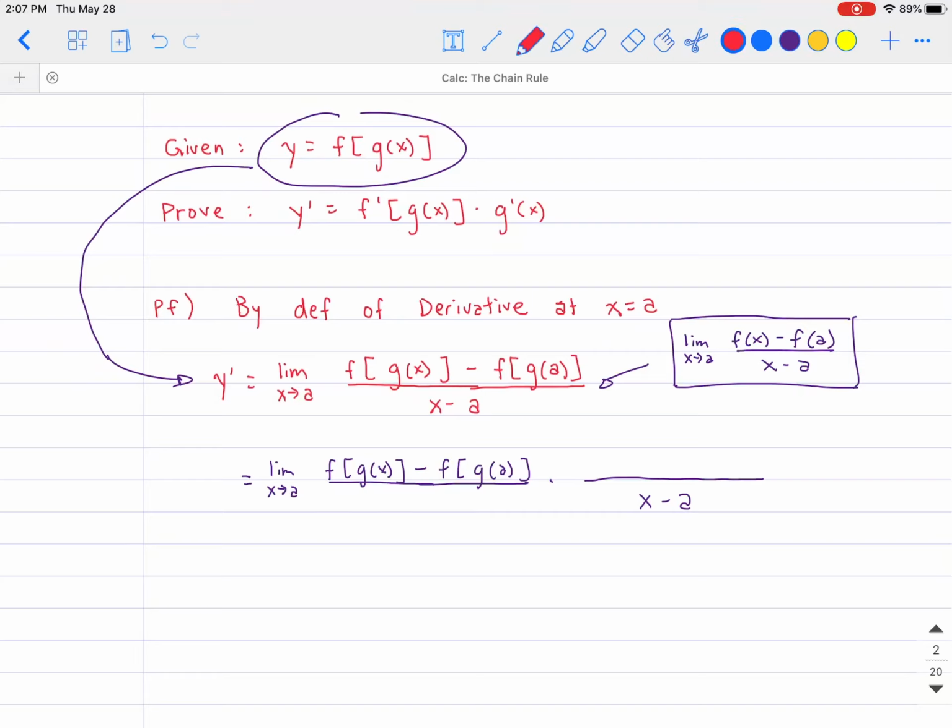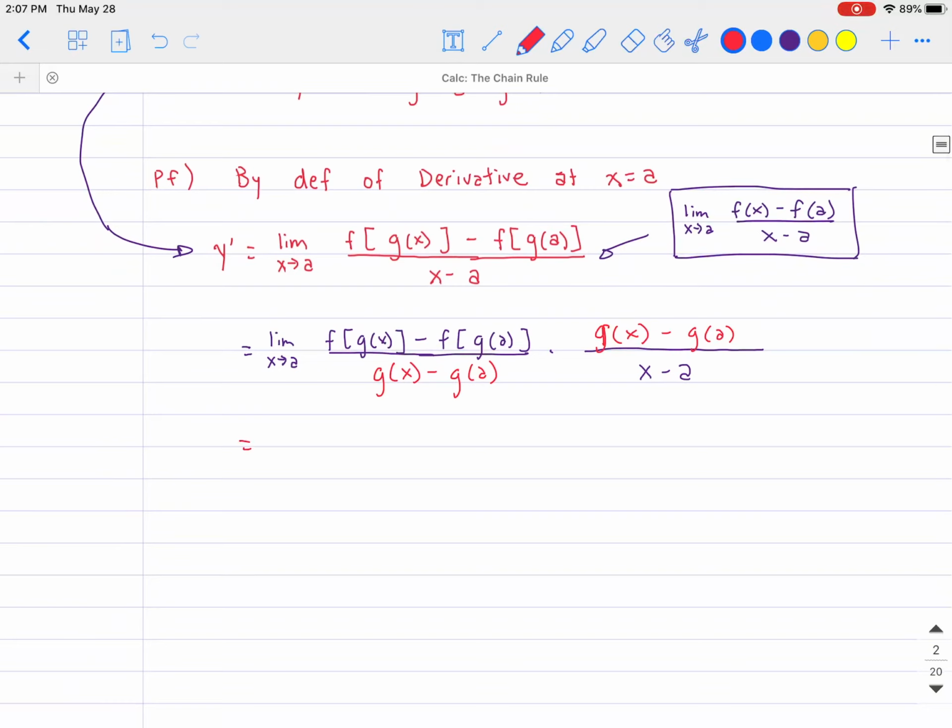And I'm going to introduce a part that is going to allow us to see where it goes. That part is going to say g of x minus g of a, multiply that to both top and bottom. Okay, so this now is going to be our kind of leap of faith. If we have the limit for both of these guys, we can hopefully see that we can break it into two limit problems.